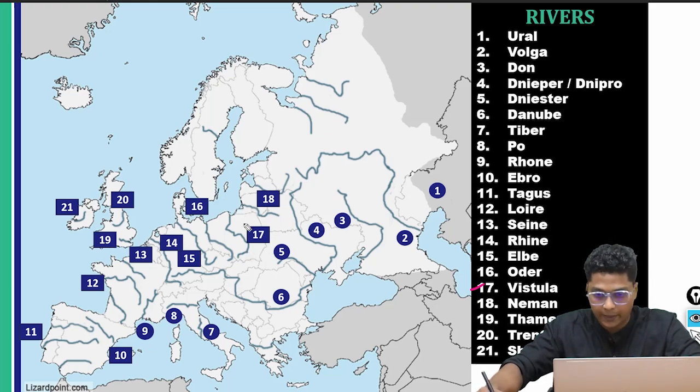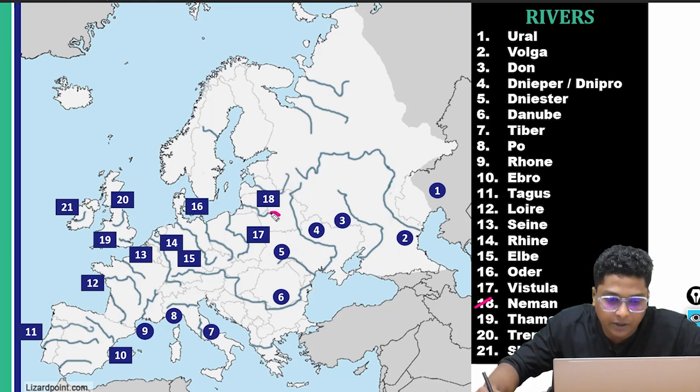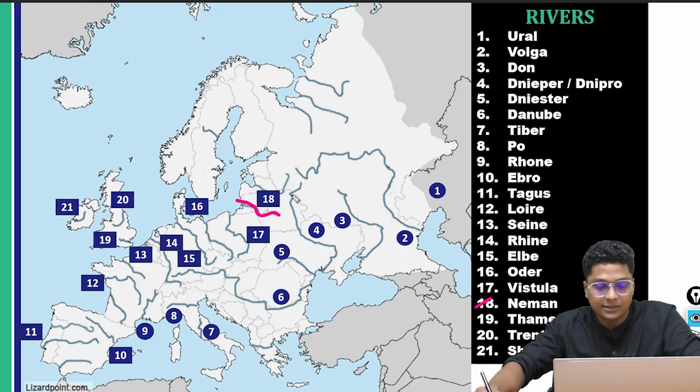Anyway, we have seen till number 17, Vistula, which is through Poland, the longest river here in Poland. Then the next river, which is very important, with current affairs relevance, is the Niemen. Niemen River is here. You can see the number 18 marked here, Niemen River. Why is this river important? Okay, I'll tell you why this is important.